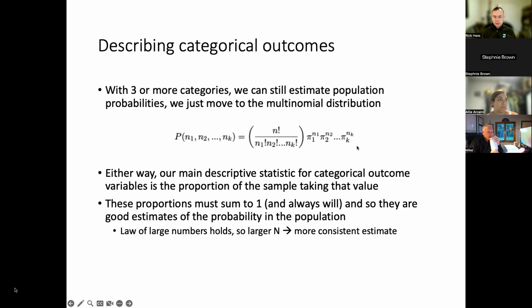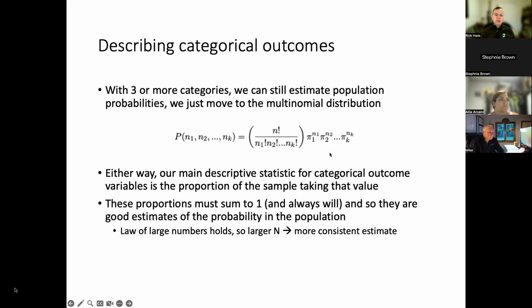The multinomial distribution plays a very crucial role in defining the chi-square test statistic, but you don't need to memorize it. You don't need to worry about it. It's a crazy looking formula. But again, our main descriptive statistic for a categorical outcome variable is the proportion of the sample taking that value. So that's how we're going to always summarize categorical variables.